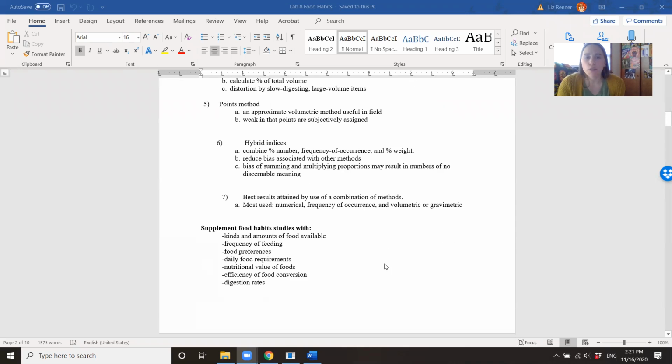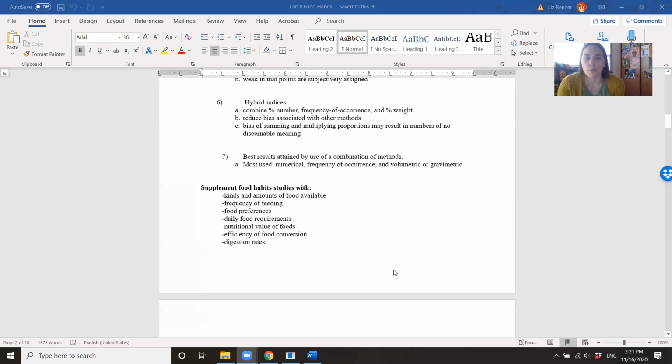You can always supplement food habits studies with studying the kinds and amounts of food available to fish, the frequency of feeding. You can look at food preferences, like what are fish selecting for.